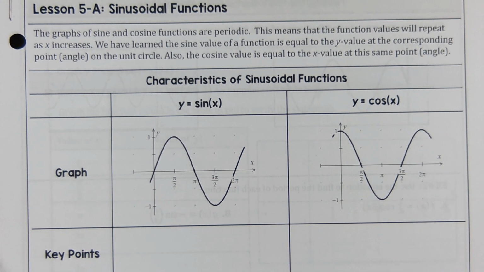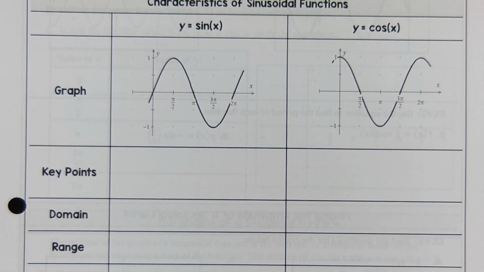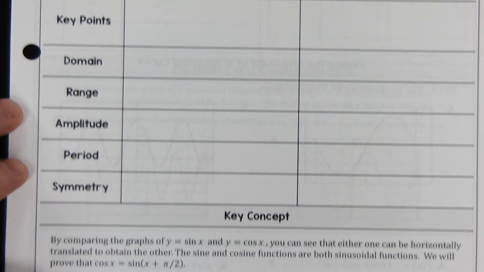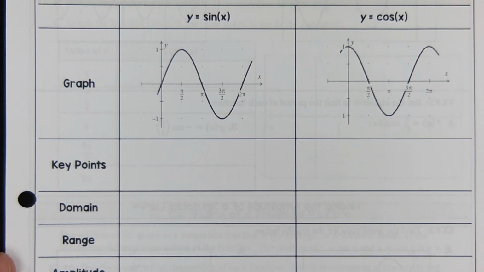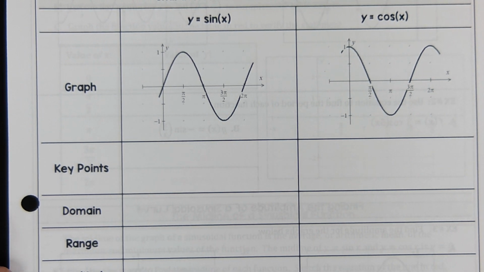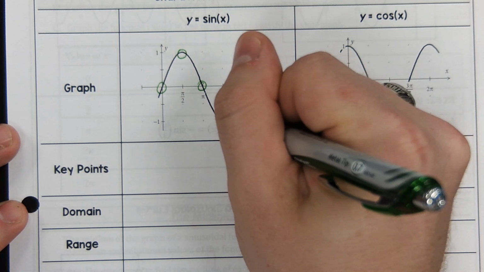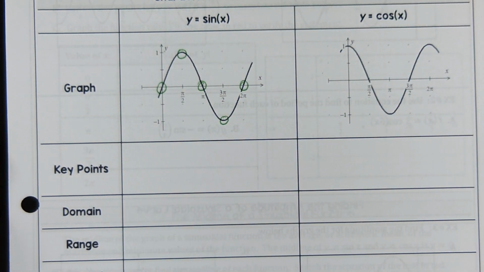Okay. So we got our two parent function graphs. We've solved those over the last couple days. Easy peasy, lemon squeezy. What we're going to do is fill out all the things that we know to be true about them. The key points. I don't have them memorized, at least not as coordinates. I just know where they go.